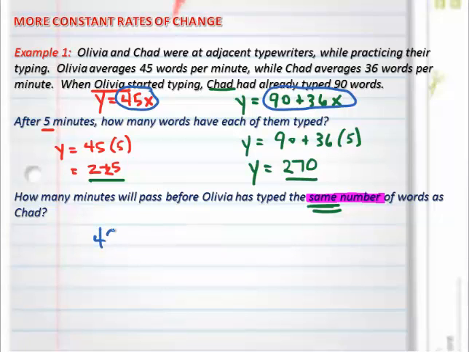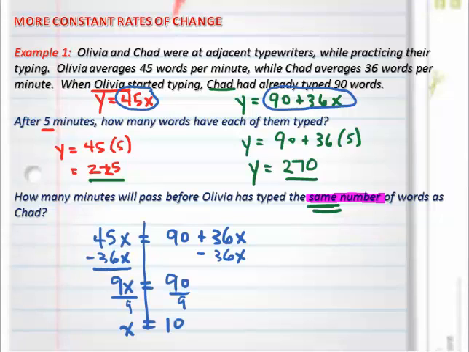I'd say 45x equals 90 plus 36x. If you'll remember back with some lessons we did earlier in the year, we said that they're the same. That means we set them equal. So now go ahead and solve this for x, and then click start the video back up.